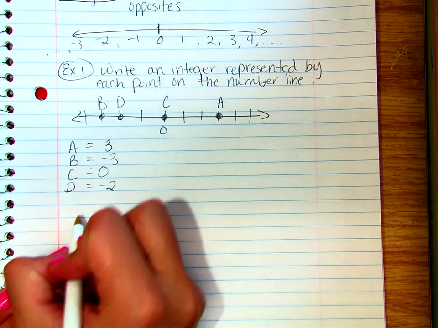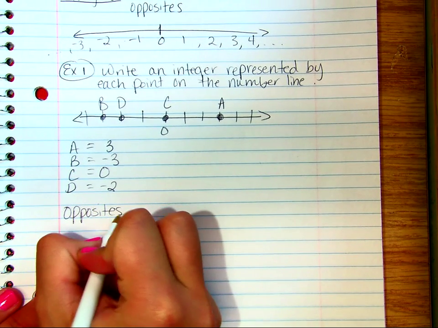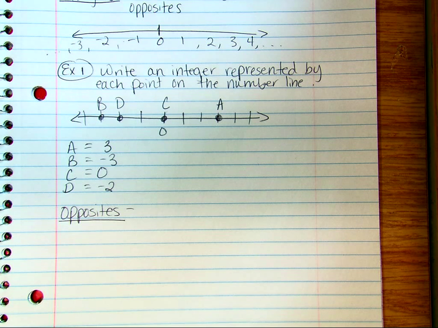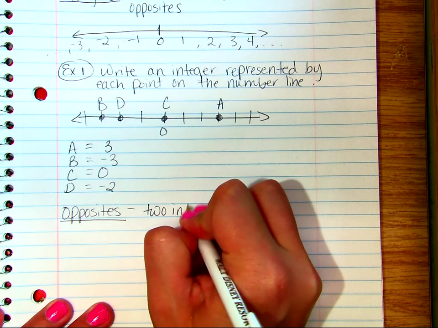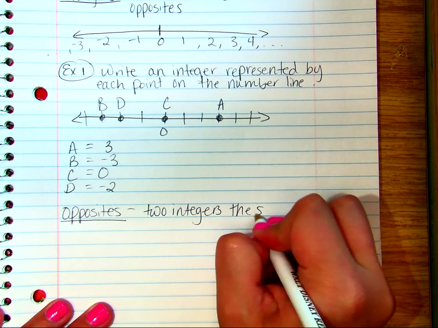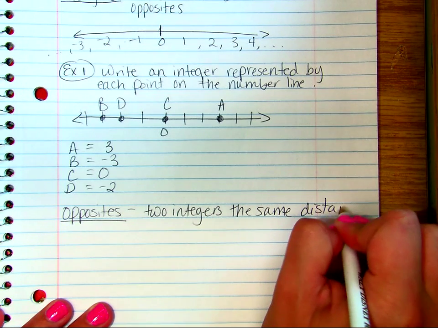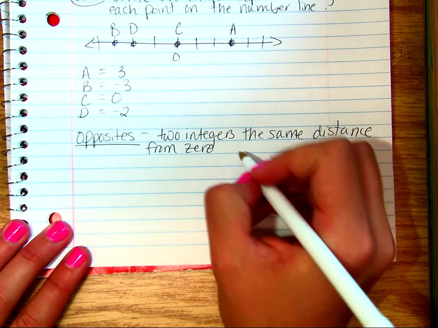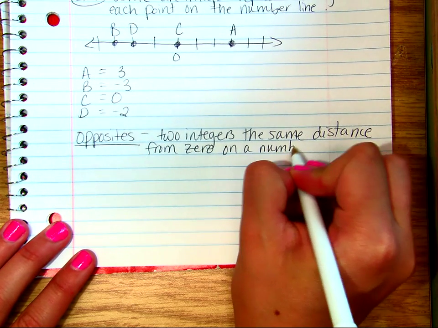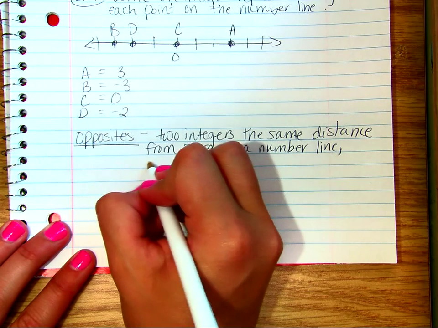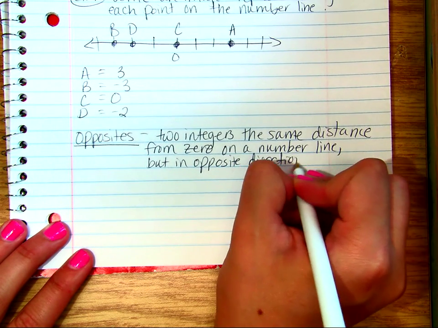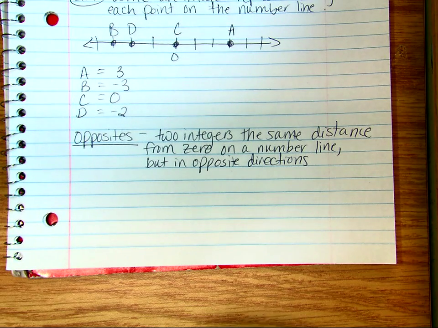All right, our next definition is opposites. So opposites are 2 integers the same distance from 0 on a number line, but in opposite directions. That is the definition of opposites.